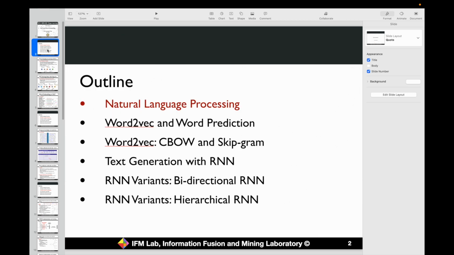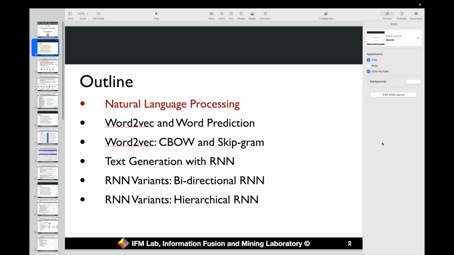Here's our outline for today's talk. In the very beginning, we discuss what natural language processing problems and the word embedding problem are. We are starting that in this section. Then we can move to a section on word-to-vector as well as word prediction problems. For word-to-vector, we have two different methods. The first one is called CBOW, or continuous bag of words, and the second method is called skipgram. We will discuss the two methods in detail and also illustrate the differences or similarities with each other, and how they can learn the embedding vectors of the word inputs.